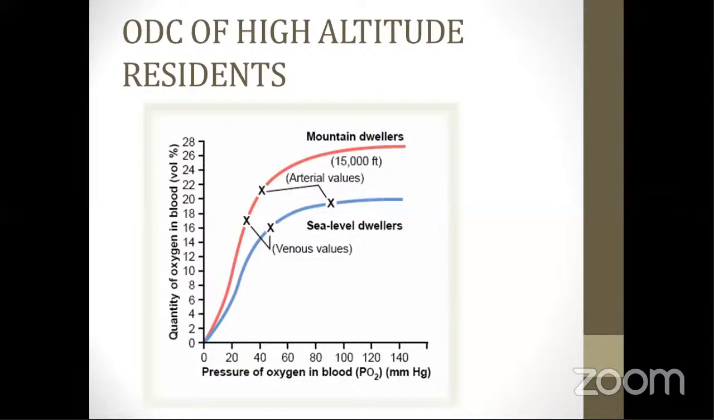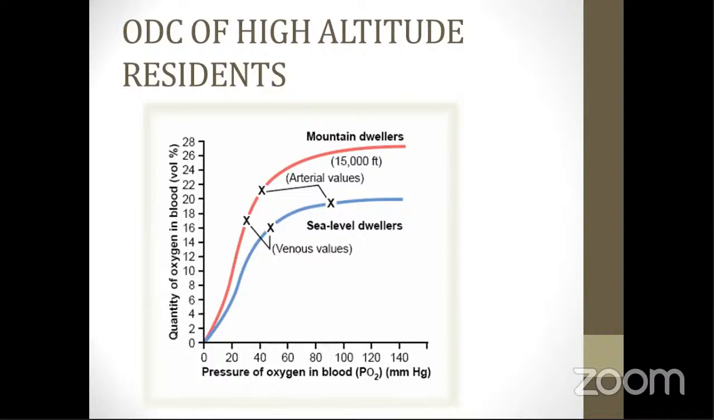What is this diagram? It will move to the left. ഡയഗ്രാമത്തിൽ എങ്ങനെയാ വരുന്നത്? Left side. Shifted to left side means affinity towards oxygen decreases? No. Shift to left means affinity to oxygen is increased. Okay.